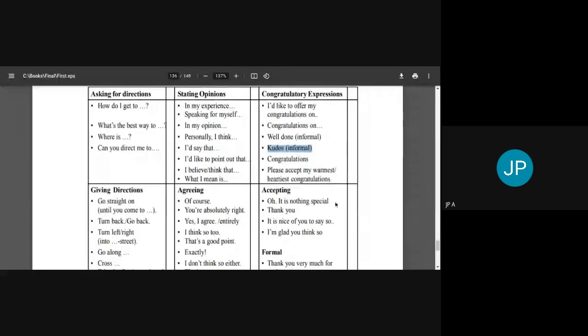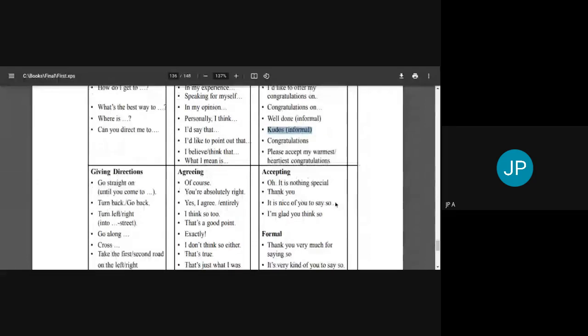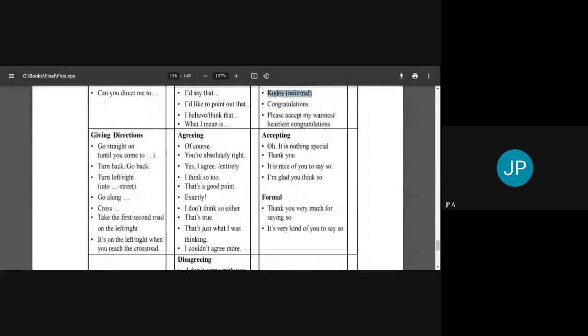Then accepting a congratulation. So thanking them for making such a remark. It can be done in very formal ways also. It is very kind of you. It is nice of you to say so, etc. There are different ways of accepting congratulations.